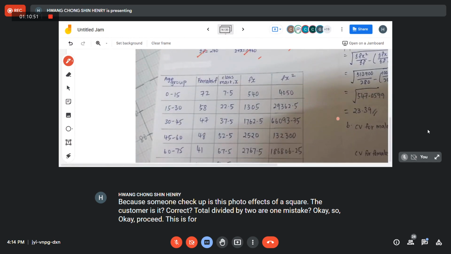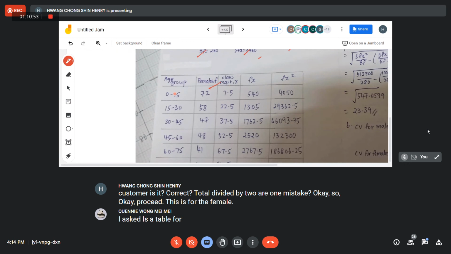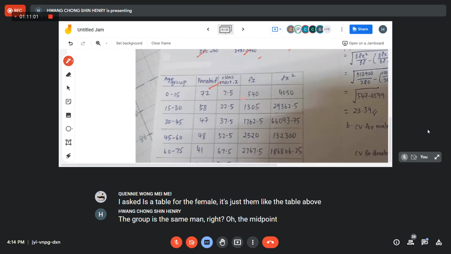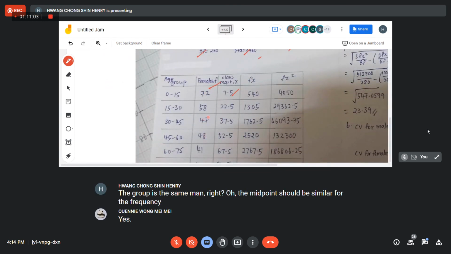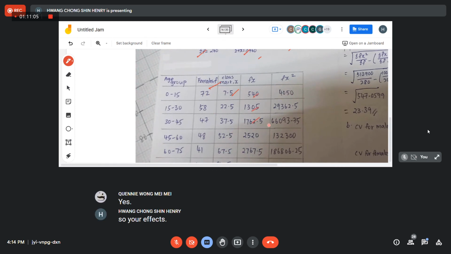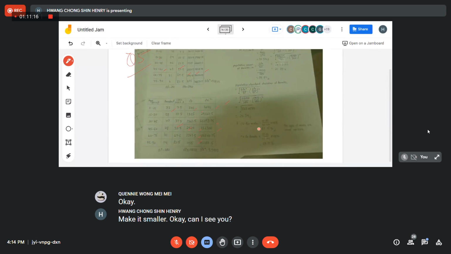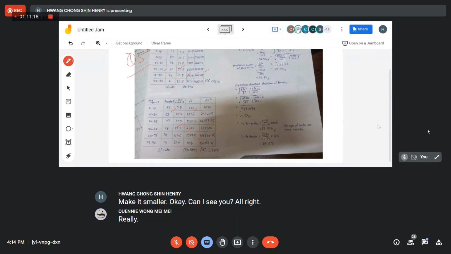This is for the female. Yes, this is the table for the female. It's just the same as the table above. The age group is the same, right? So the midpoint should be the same, but the frequency is different. So your fx... Cannot see the total one. Make it smaller. Now can already.